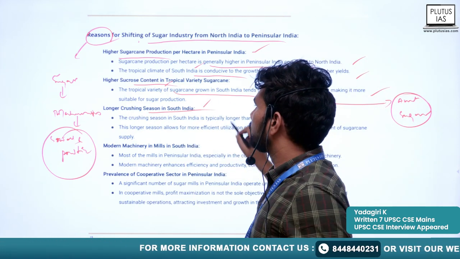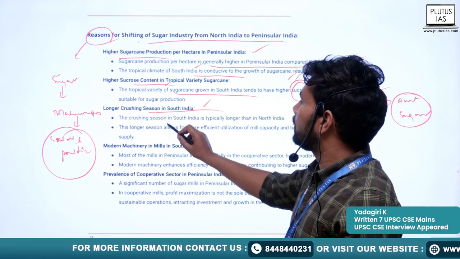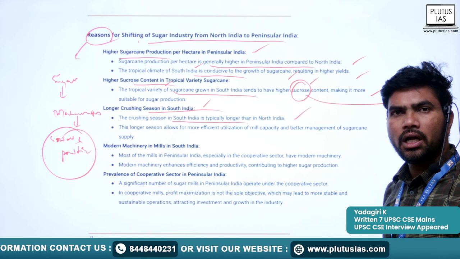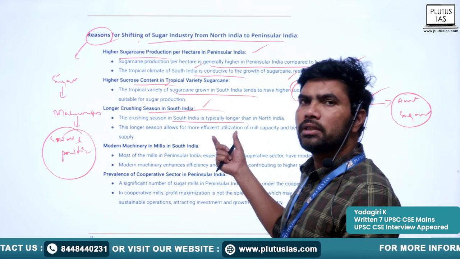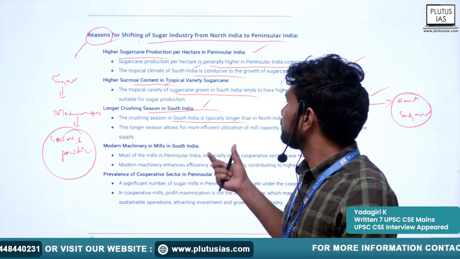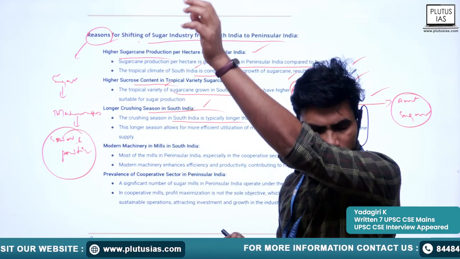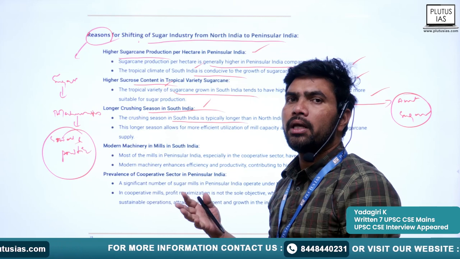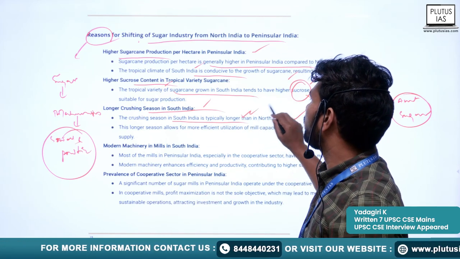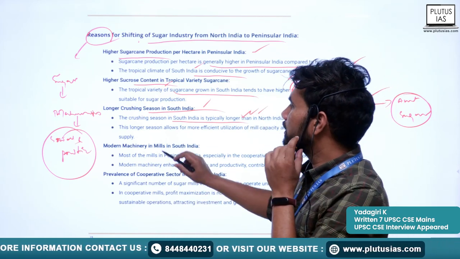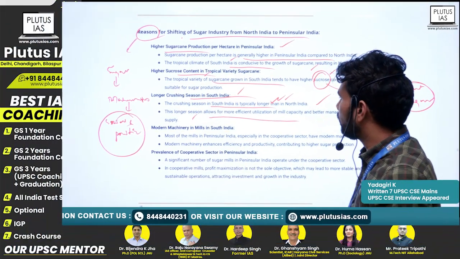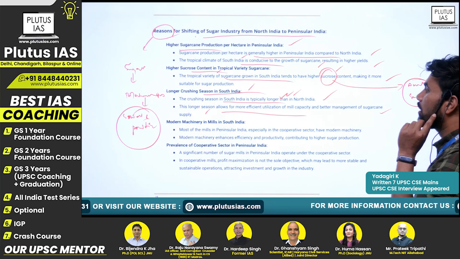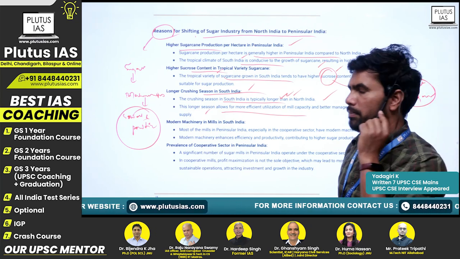Next is longer crushing season in South India. The crushing season in South India is typically longer than in North India. Because of this long crushing season, the loss of quantity of sugar can be arrested. So this is also one of the important factors. Next, this longer season allows for more efficient utilization of mill capacity and better management of sugar supply.